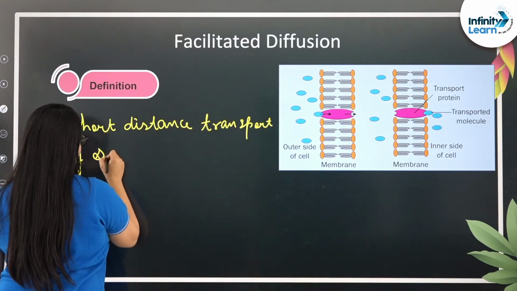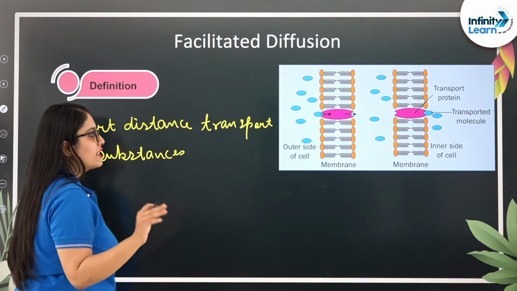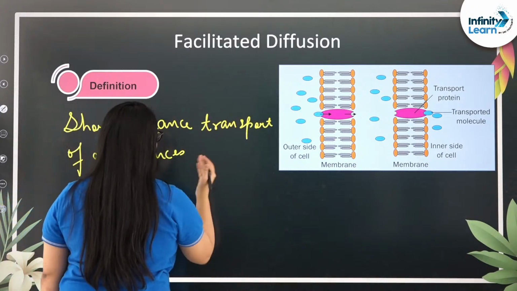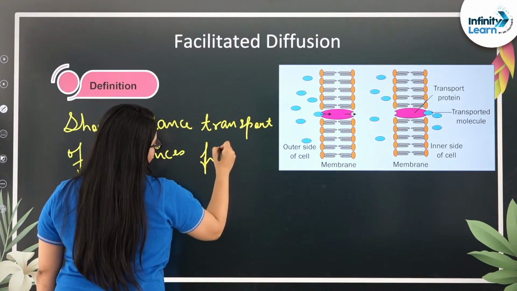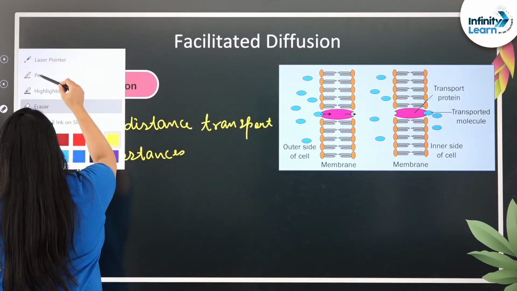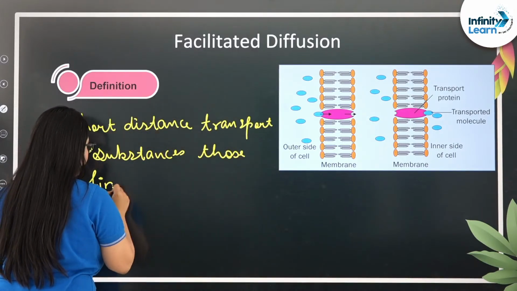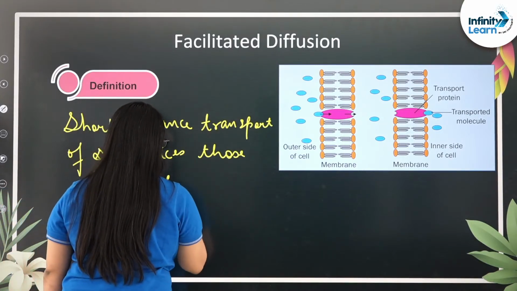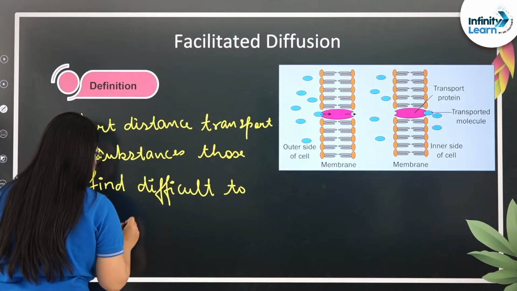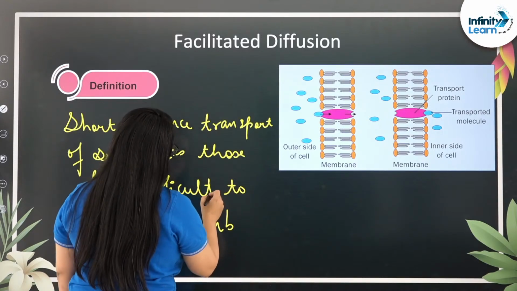Short distance transport of substances. These substances can be molecules, dissolved ions, solutes, etc. So, short distance transport of substances that find it difficult to cross the plasma membrane. Those find difficulty, right?